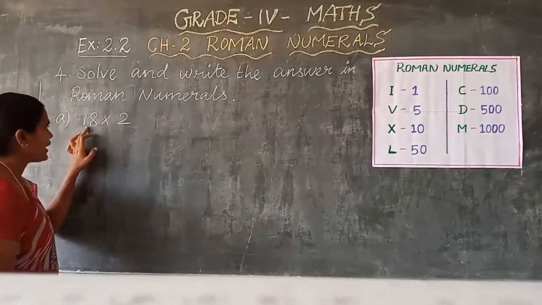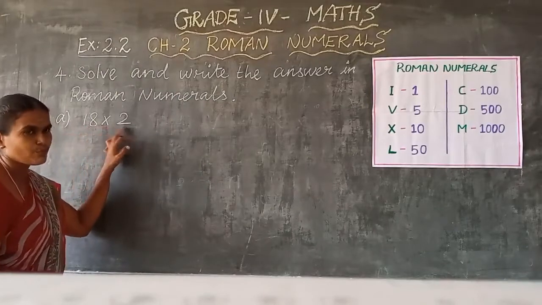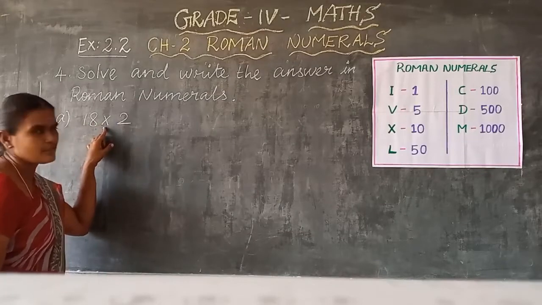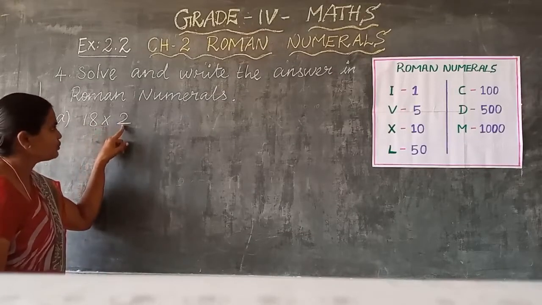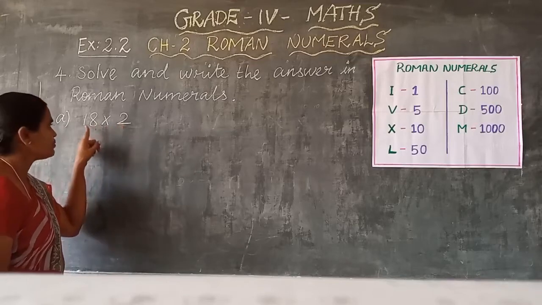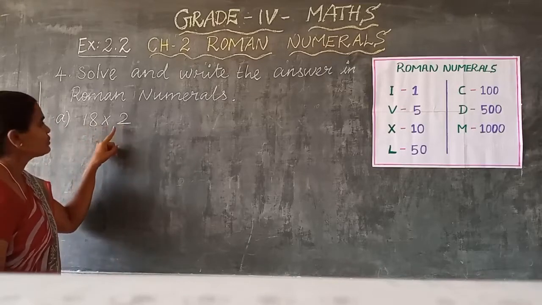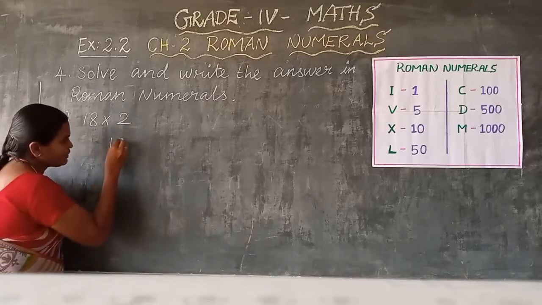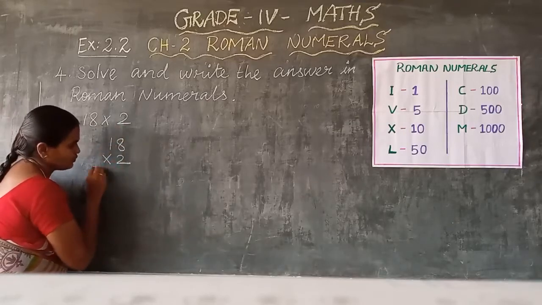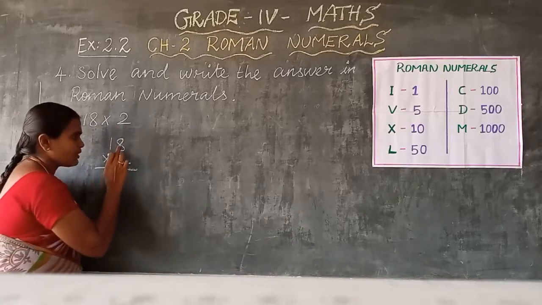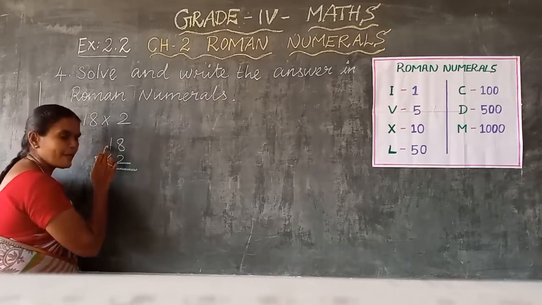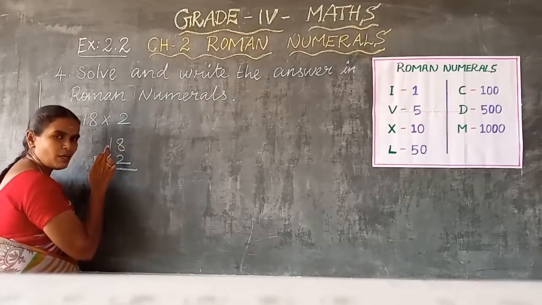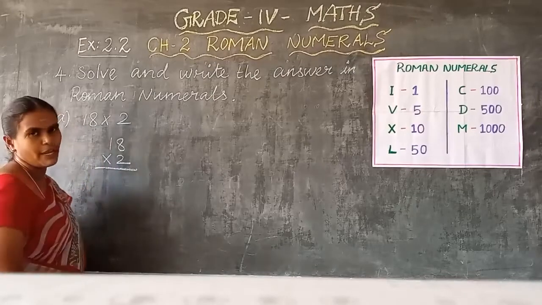A question, 18 multiplied by 2. Here is the multiplication symbol. Here 2 is a 1 digit number, so this is multiplied by 1 digit. So here we use the 2 table. First you multiply by the 1's place, then you multiply by the 10's place. Here the 1's place number is 8, and the 10's place number is 1.